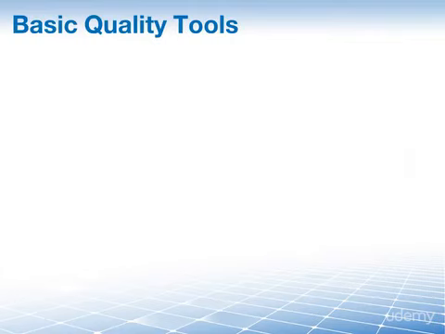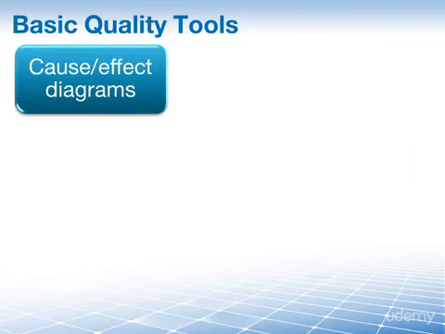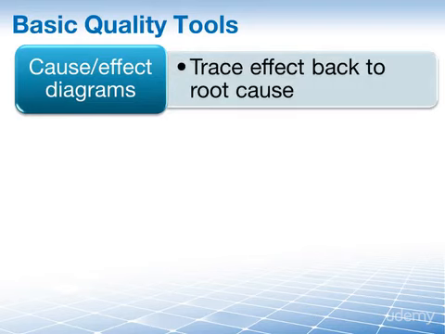Here's an overview of these 7 basic quality tools, beginning with the cause and effect diagram, also known as the fishbone diagram or an Ishikawa diagram, because it was Mr. Ishikawa who invented it. These are used to trace an effect back to its root cause.